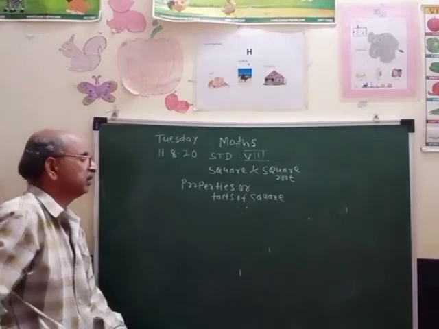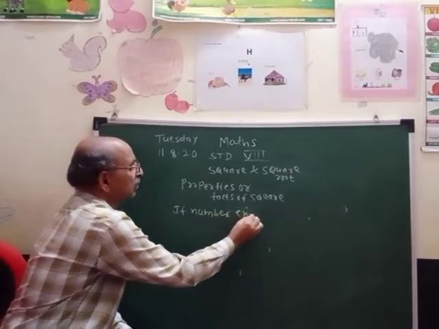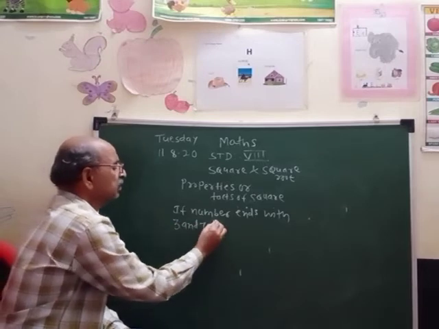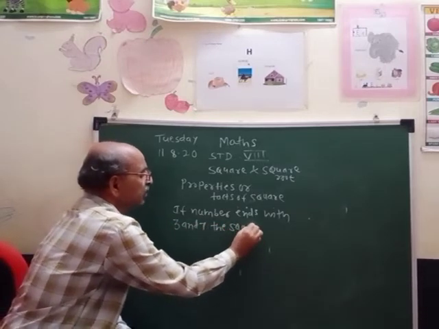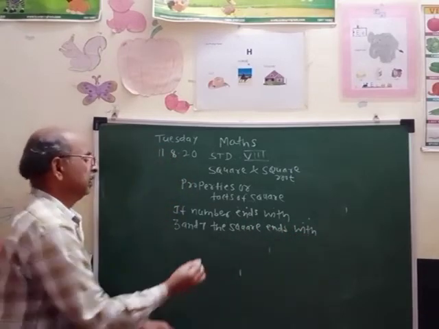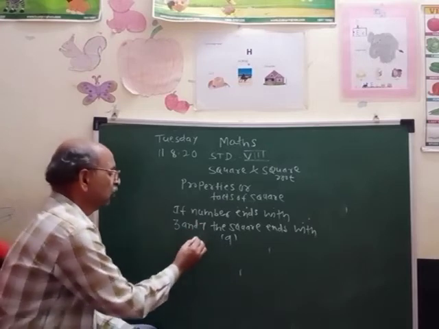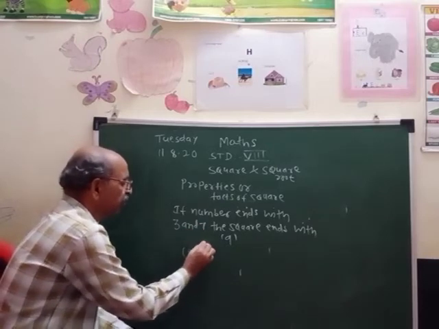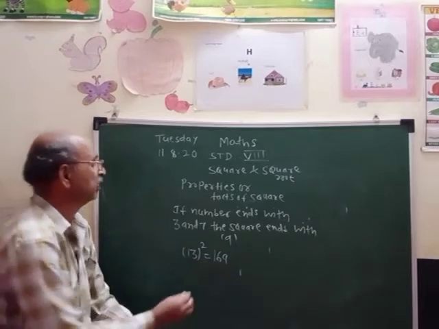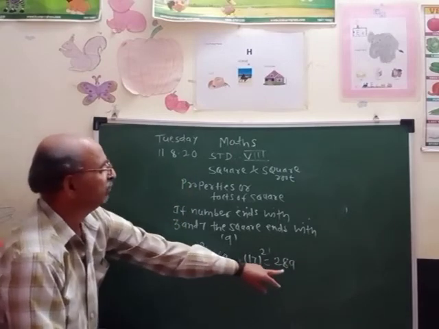if a number ends with 3 or 7, the square number ends with 9. The unit place of the number whose square we are making is either 3 or 7. Now see, suppose I make 13 square, so 13 square is 169. So the square of that number ends with 9. If we take 17, 17 square is 289. So its square also ends with 9.